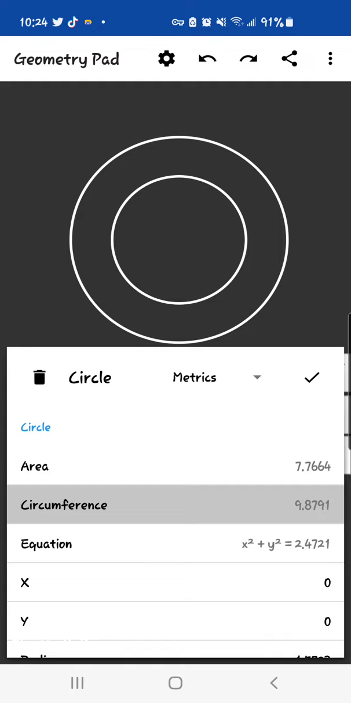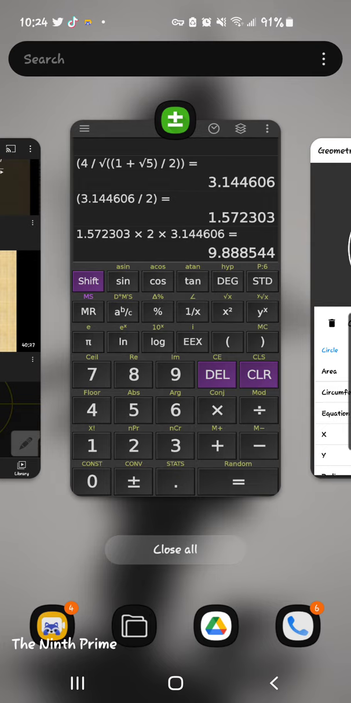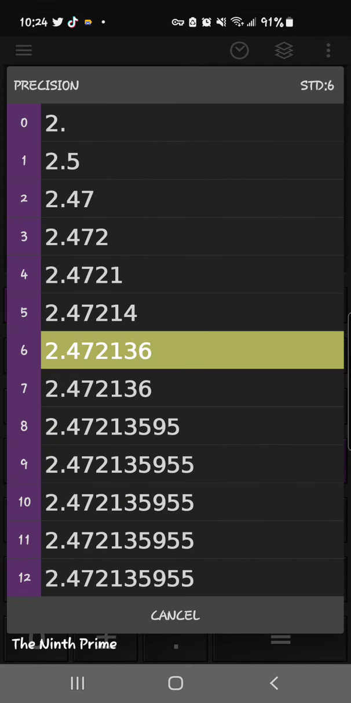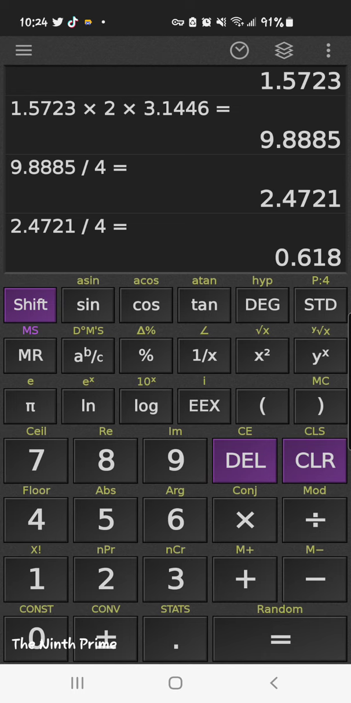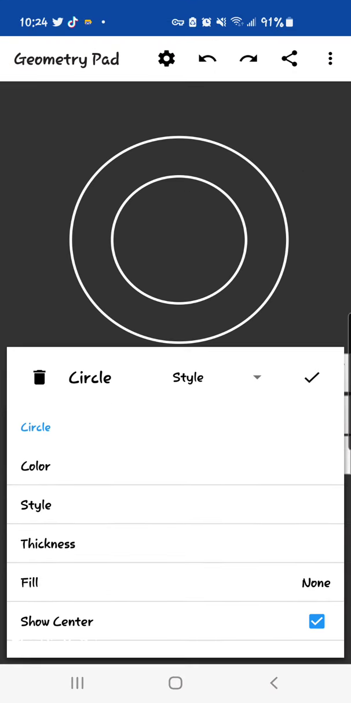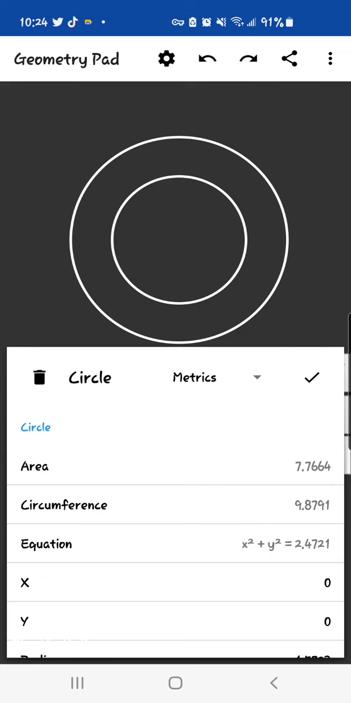It's messed up. That's bad programming, you know. If I go back there, divided by 4, and I can put it to the 4th decimal right here, 247.21. You can see that. And if we go back here and we check the metrics where it says equation 247.21, yet the circumference is 9.8791, which makes no sense at all.